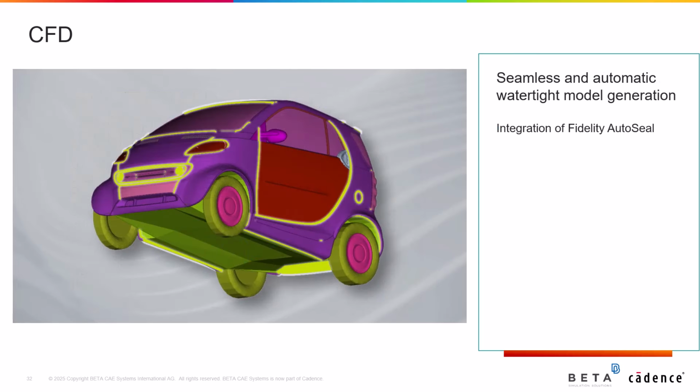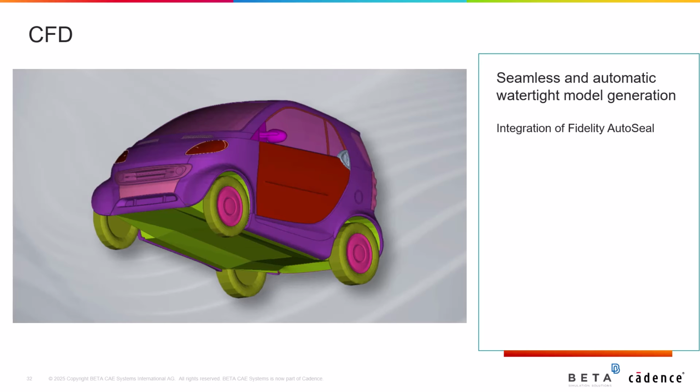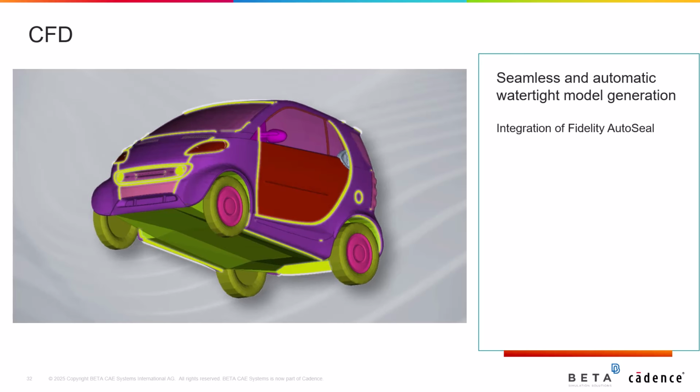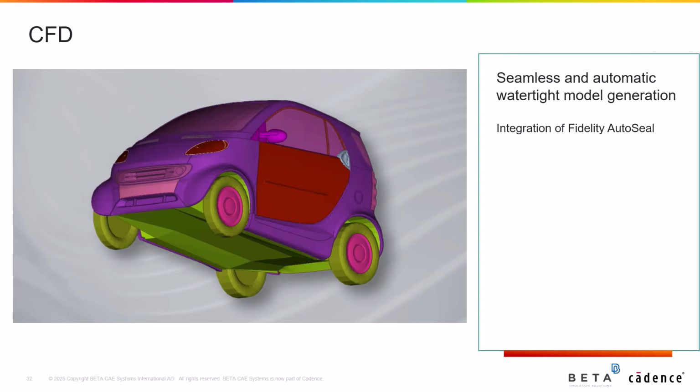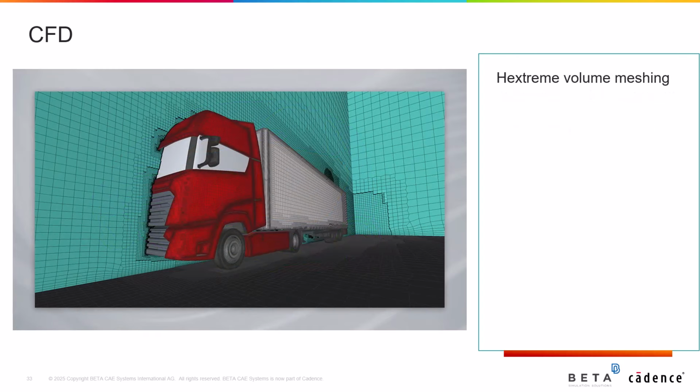Fidelity Auto Seal is now integrated in ANSA. Automatic gap and holes closure can be now applied so that a fully watertight model can be generated. There are also significant improvements in hexstream volume meshing. These involve notable reduction in memory utilization, along with overall mesh quality improvement and new options for gap resolution.